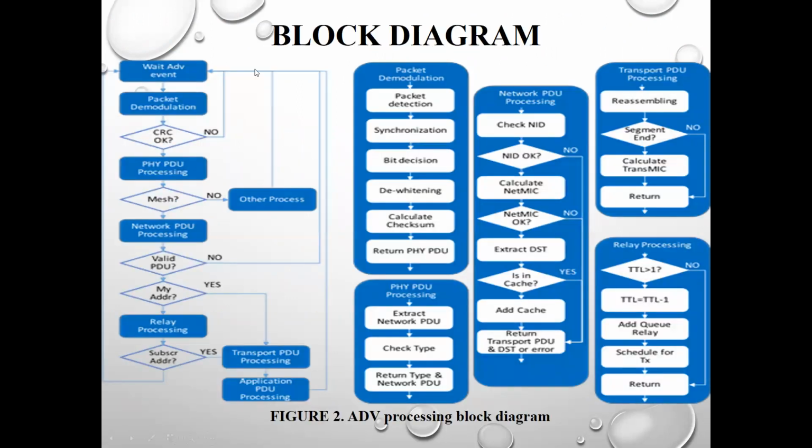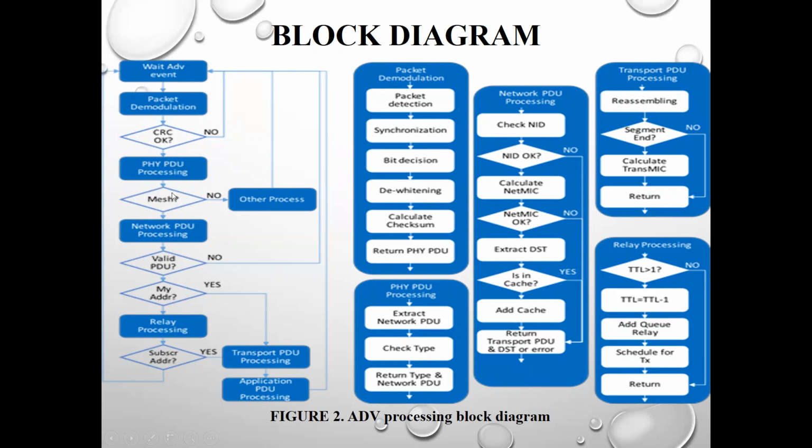Block diagram. Here you can see in the flowchart, wait for the advertising events. After getting the advertising event, go to packet demodulation. After that, the CRC. CRC is nothing but cyclic redundancy check. It means checksum, error checking. After that, it will go to PHY PDU processing. PDU means protocol data unit processing.